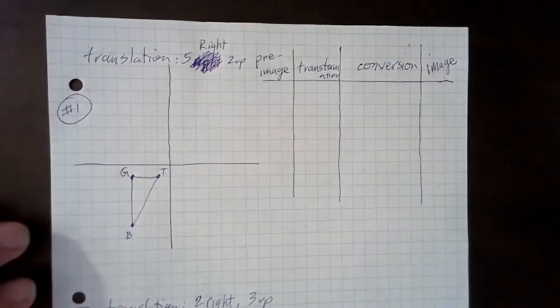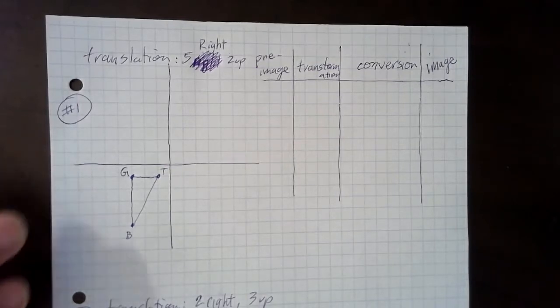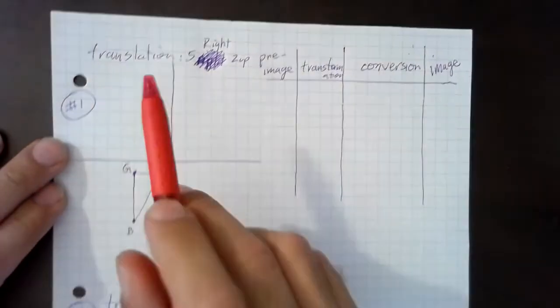All right, folks, we're going to look over our homework for today. This is the translation homework that we had. With this, I'm going to look over numbers 1 and number 6.